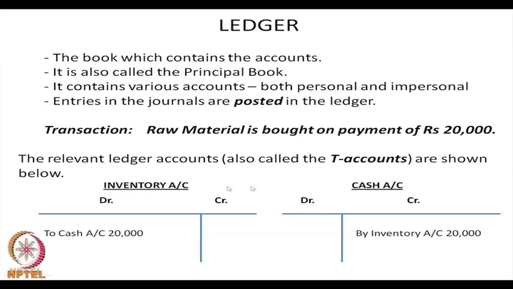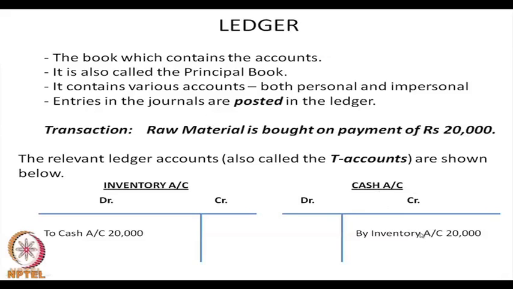Now, here inventory and cash both are assets, and for every account there is a left hand side which is DR, the debit, and the right hand side which is credit. Cash account also has debit and credit. So, when raw material is bought, the raw material position increases, therefore, this increases by 20,000, and cash position reduces, therefore, this amount is credited to the cash account.